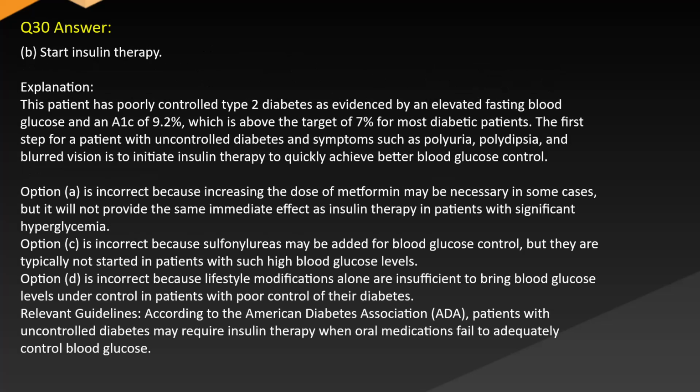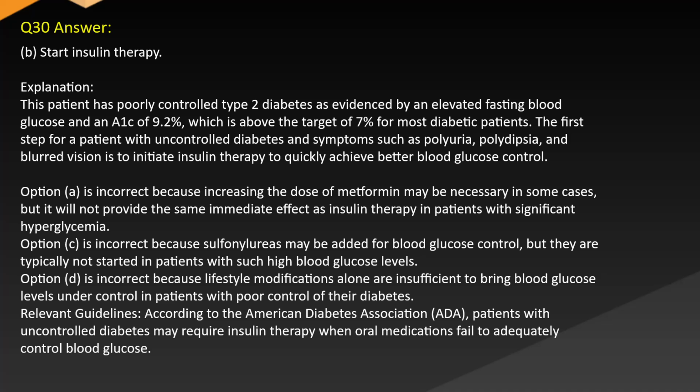Answer. B. Start insulin therapy. Explanation. This patient has poorly controlled type 2 diabetes as evidenced by an elevated fasting blood glucose and an A1C of 9.2%, which is above the target of 7% for most diabetic patients. The first step for a patient with uncontrolled diabetes and symptoms such as polyuria, polydipsia, and blurred vision is to initiate insulin therapy to quickly achieve better glucose control.